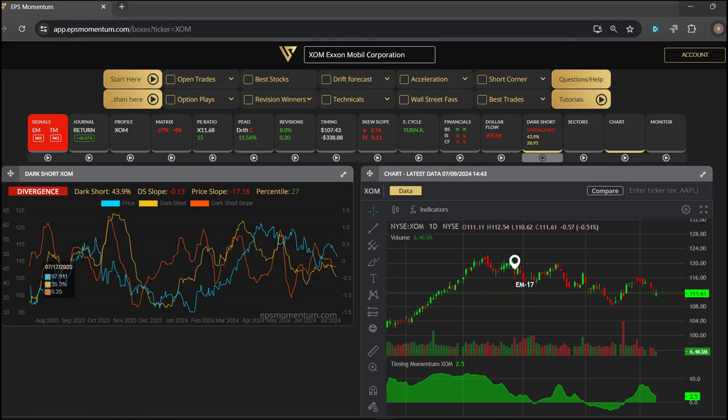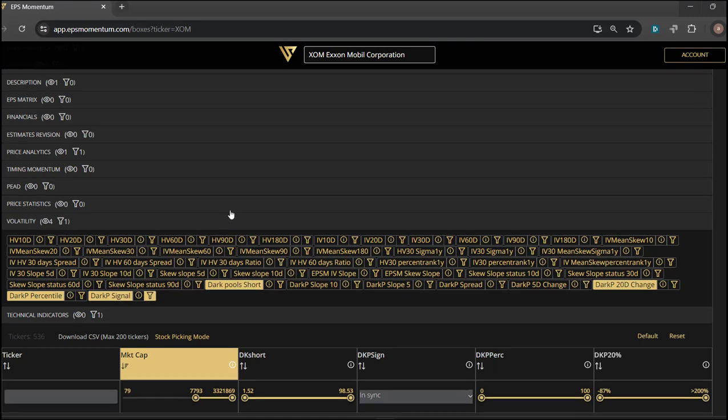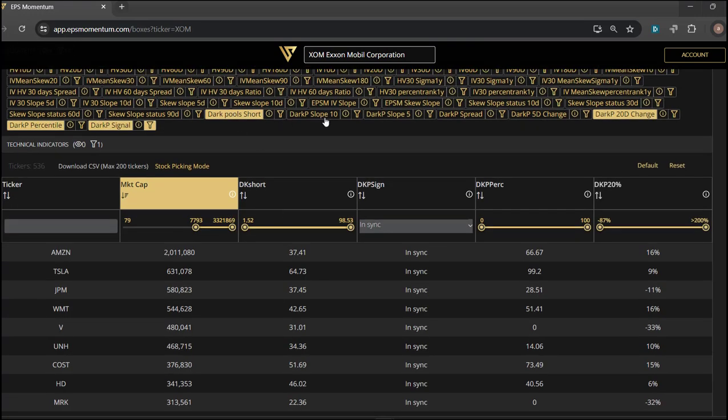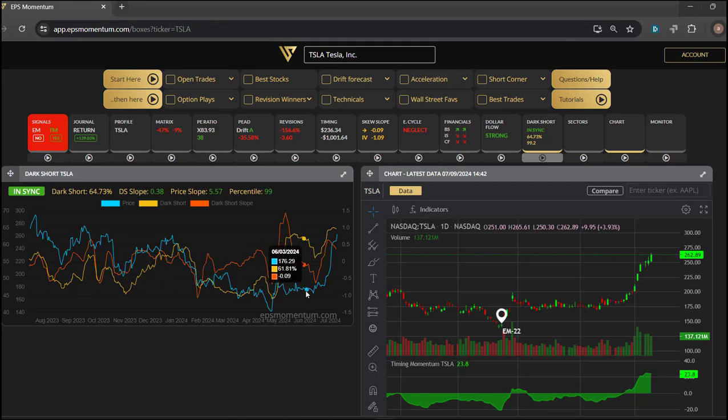So how can we take this to another level and use it with our screener? Let's go to the screener. On the screener, you have a category, volatility, where you can see the dark shorts here, the dark short slope, 10 days, or the percent change, or the 20-day change, the percentile, and the signal. So what is a signal? The signal is either divergence or in sync. And this is the flag that you see here on the top, in sync. So in sync basically tells you that, let's remove the slope here.